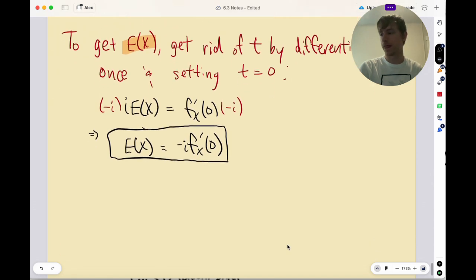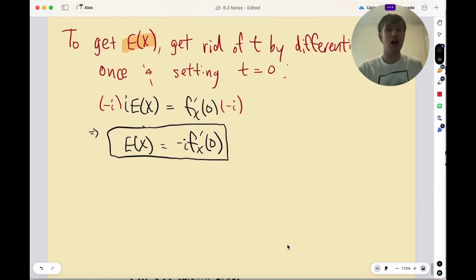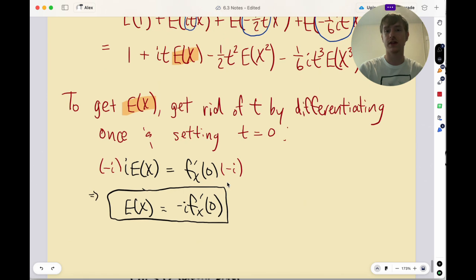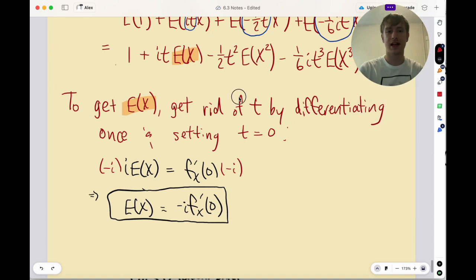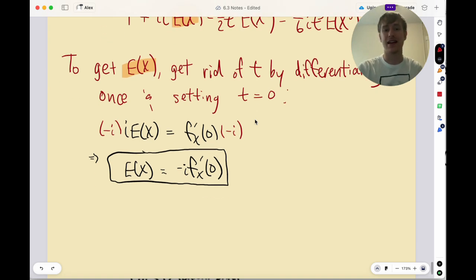Now, to find the variance, we're going to just do it from the definition. But in order to do that, we're going to need to find the expected value of x squared. How are we going to do that? We're going to do the same exact thing. We're going to differentiate twice, and that's going to get rid of those terms. This is going to come out pretty clean. There's not going to be any i to worry about. So let's just see what we get.